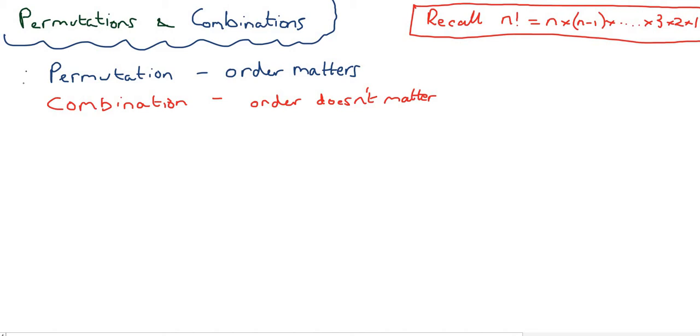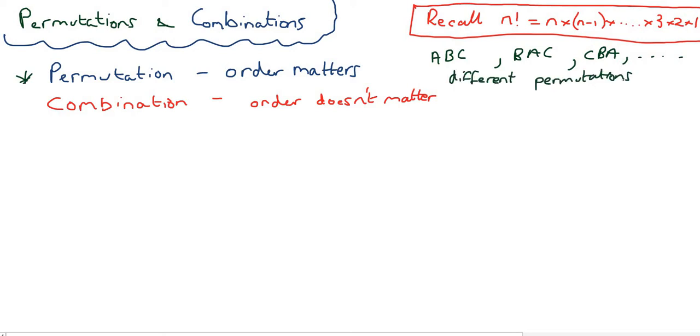Right, when we're talking about permutations, the order in which the items are arranged matters. So for example, if we were arranging the letters ABC, ABC is a completely different permutation to BAC. These are completely different. And in fact, what else have we got? We've got CBA and so on. They're all different permutations. In fact, there's 6 of them, and we'll get onto that in just a moment.